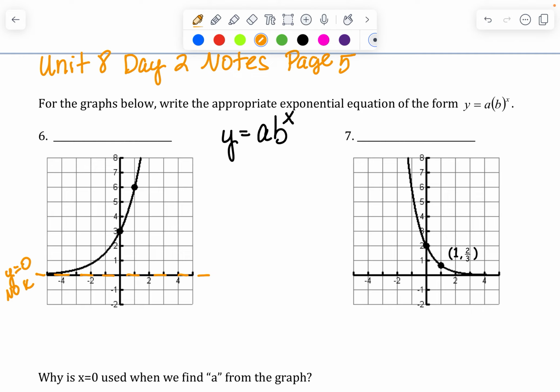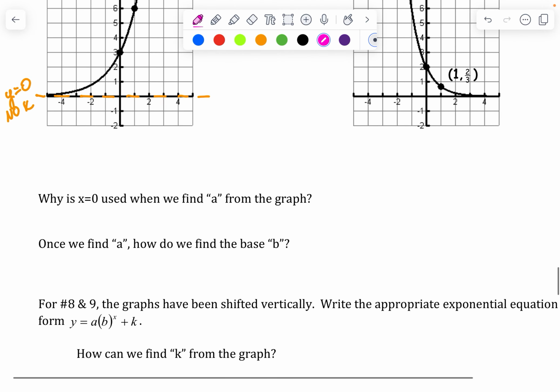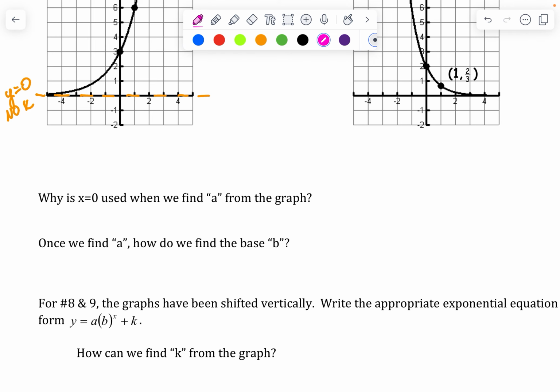So in this case, my A is a 3. So I can go ahead and know my A is a 3. Now what we're trying to find is our B, so we're going to have to use another point. So I'm going to use this point that you see right here. That point is (1, 6).